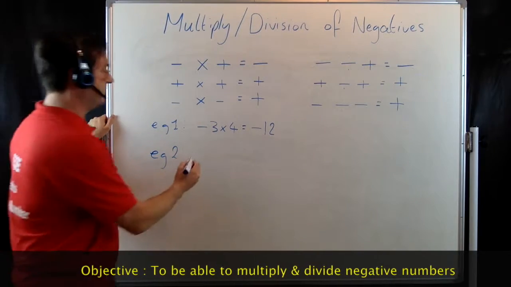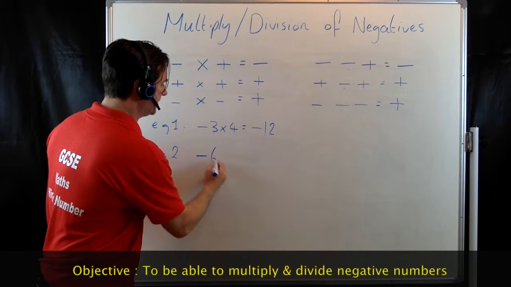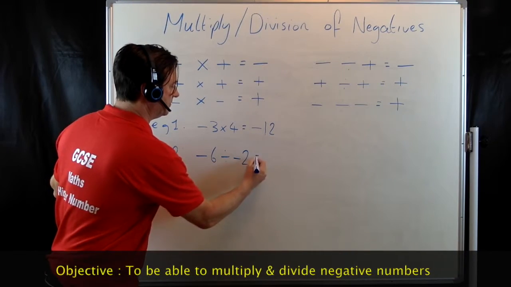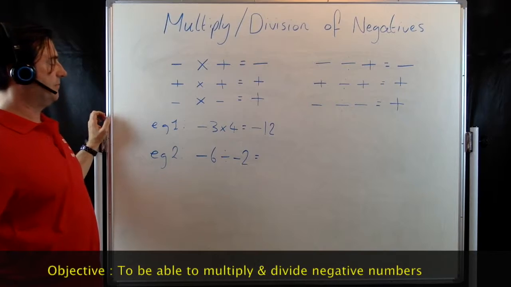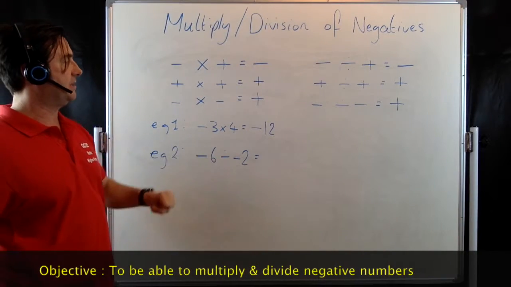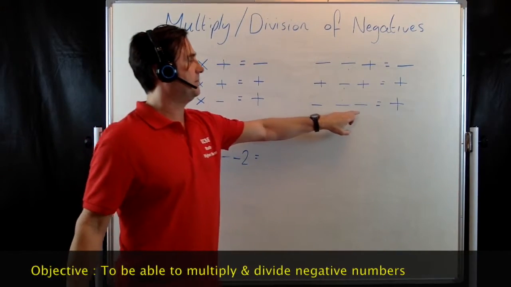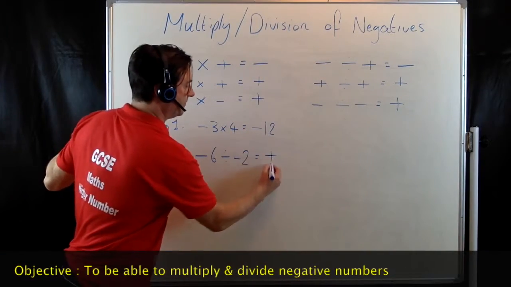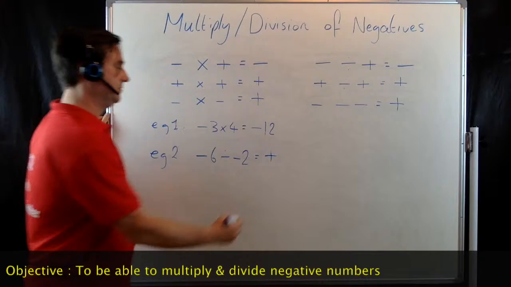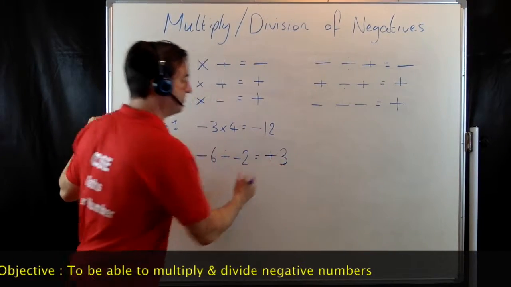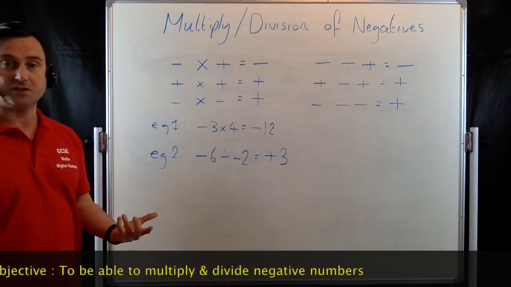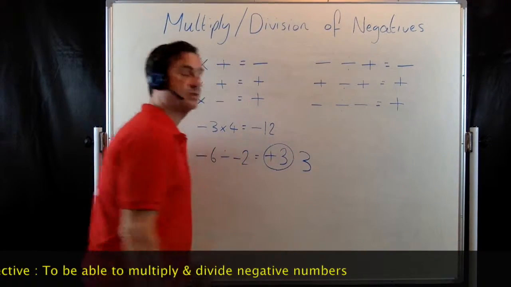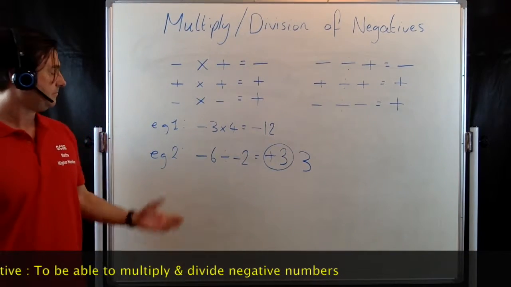Let's say we've got negative 6 and we're dividing that by negative 2. We've now got a negative divided by a negative. Negative divided by negative is going to give us a positive answer. And 6 divided by 2 gives us 3. So our answer becomes positive 3. If it's a positive, we don't have to write the plus, we just write 3.